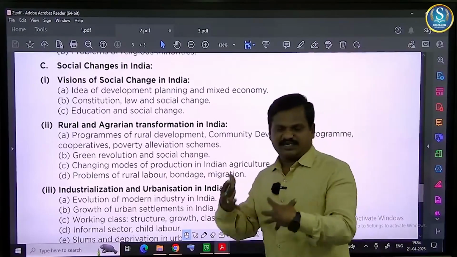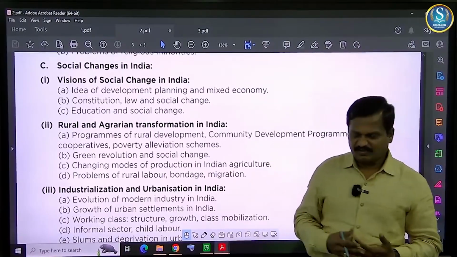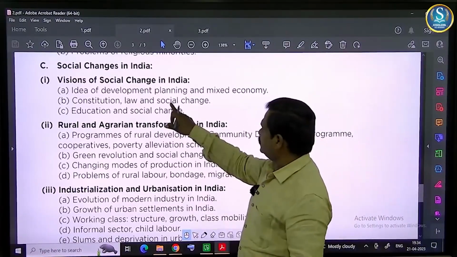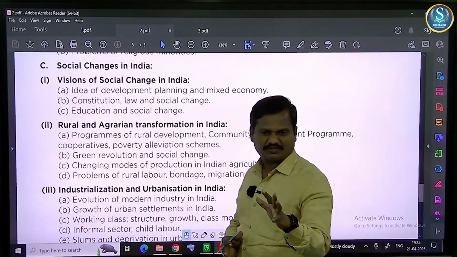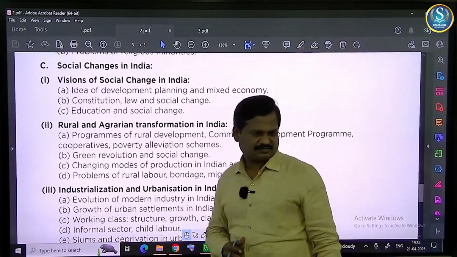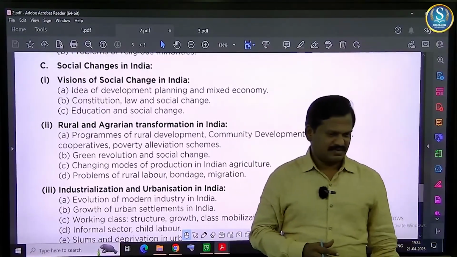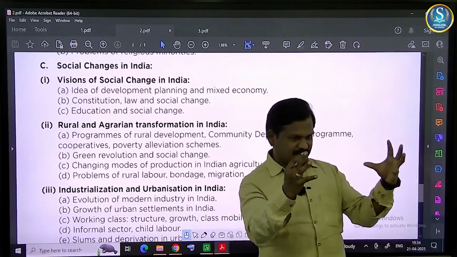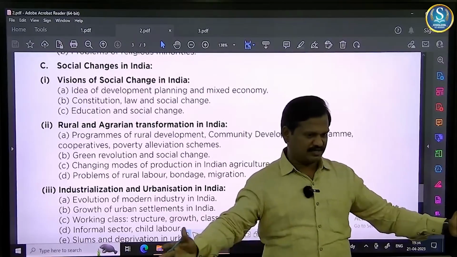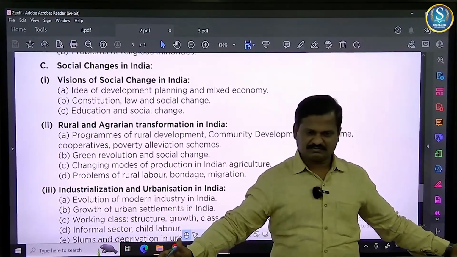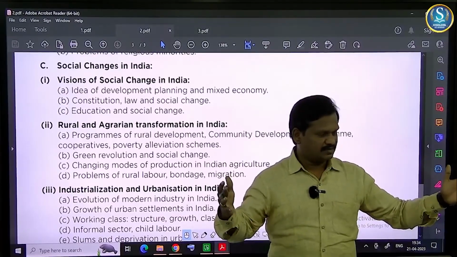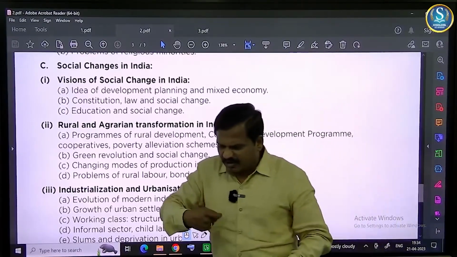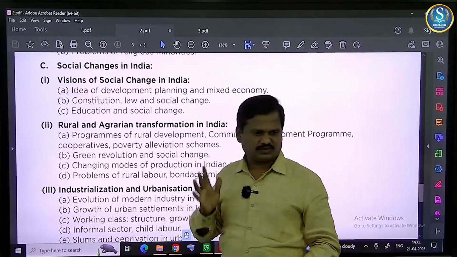How has society changed? We wanted to change society through the constitution. Yes or no? Why did Dr. Ambedkar write the constitution? To change Indian society. New India was written in the constitution by Dr. Ambedkar. So he is one of the architects of modern India. He thought that through my constitution, I can change the society.